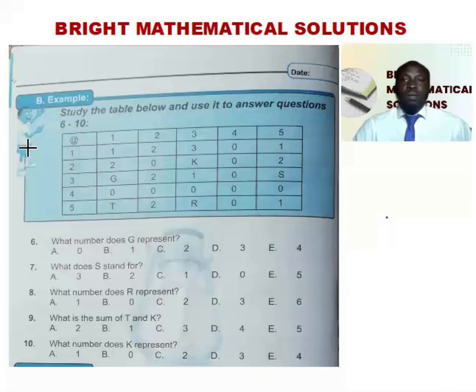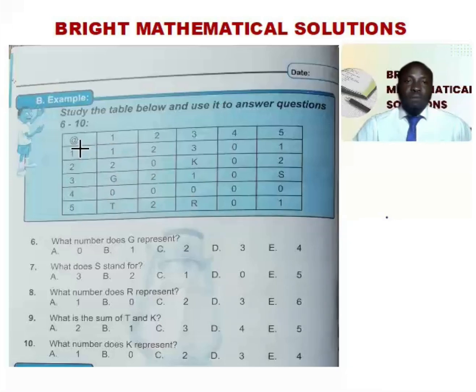Today we are still on our series and we'll be looking at test 2B of steps to quantitative reasoning. We have a question here which says study the table below and use it to answer questions 6 to 10. Now we have this table and definitely we have some unknowns. We are looking for K, S, T, G, and R.